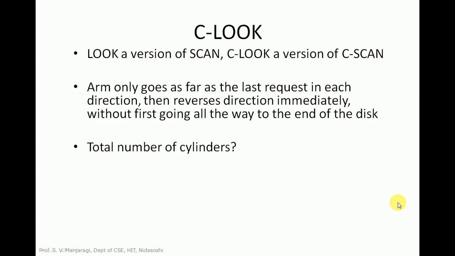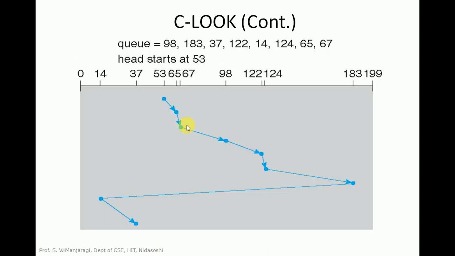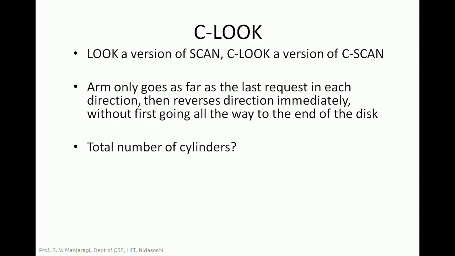The next algorithm is C-LOOK. This is basically an improved version of C-scan. In this particular algorithm, the arm goes as far as the last request in each direction and reverses the direction immediately without first going all the way to the end of the disk. So in this algorithm, the head is not moving to the dead end of the disk. It goes up to the last request in both directions.